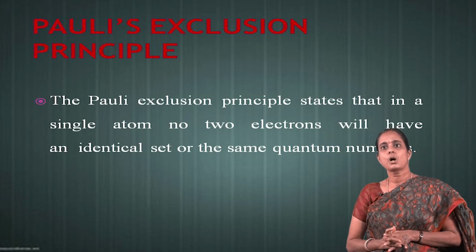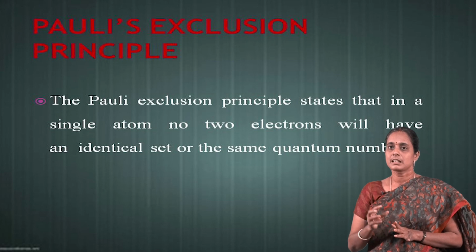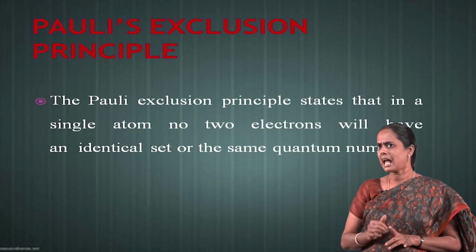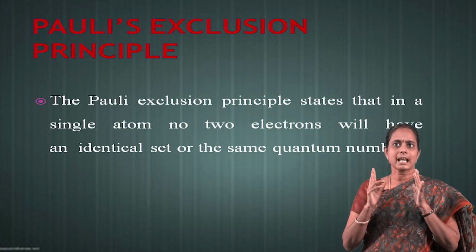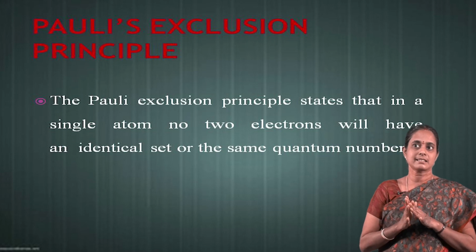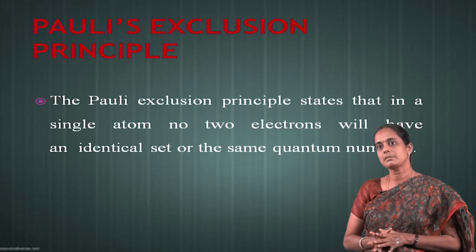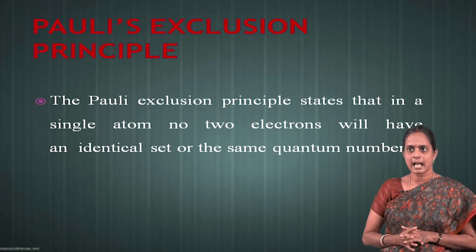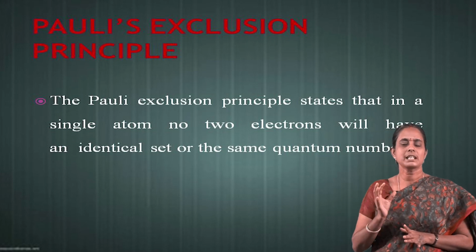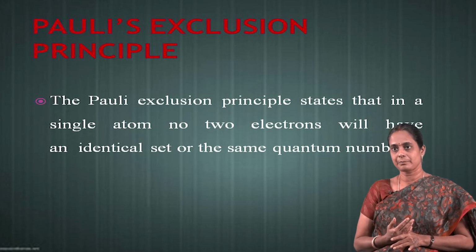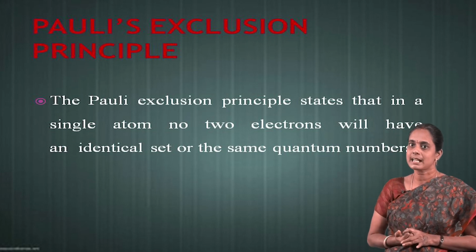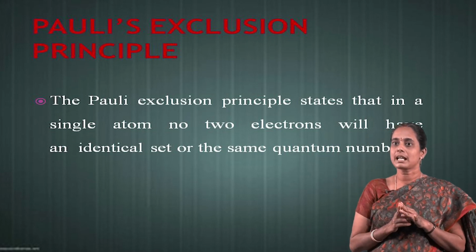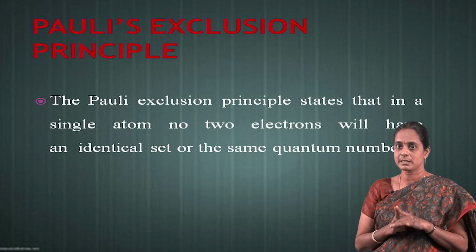First we see the Pauli exclusion principle. The Pauli exclusion principle states that in a single atom, no 2 electrons will have an identical set of the same quantum numbers. To put it in simple terms, every electron should be in its own unique state. There are 2 salient rules that the Pauli exclusion principle follows. First one, only 2 electrons can occupy the same orbital.